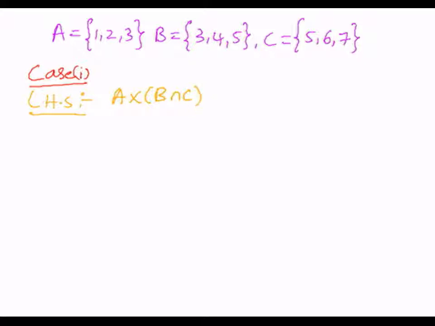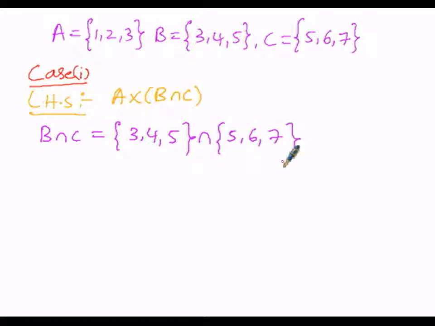In order to find out A cross B intersection C, first of all I want to find out B intersection C. So B intersection C is equal to set B, with elements 3, 4, 5, intersection with set C, whose elements are 5, 6, 7. Since we are going to find the intersection, we have to pick out the common elements present in both the sets. So 3 and 4 are not occurring in the second set, that is C. Only 5 is common, present in both the sets.